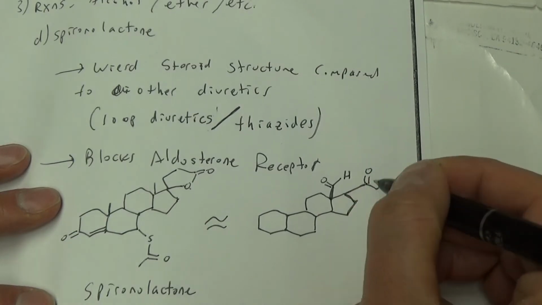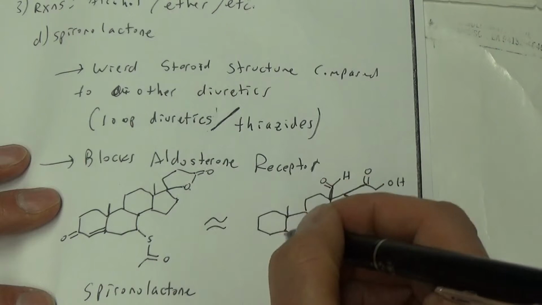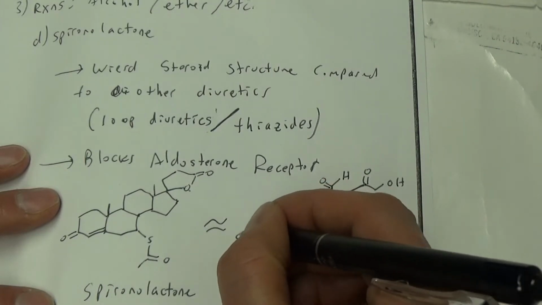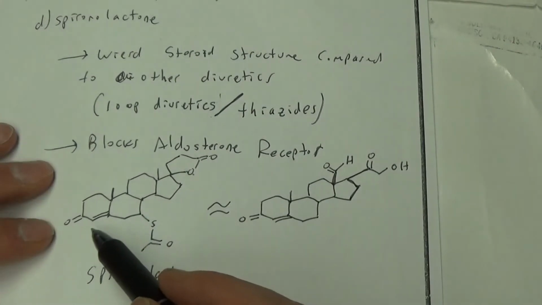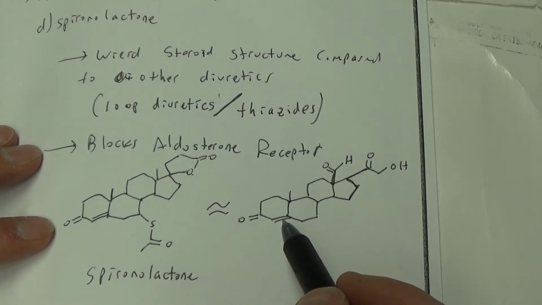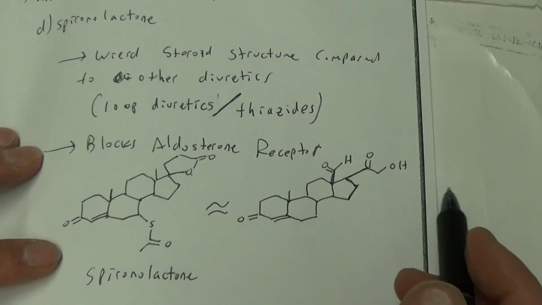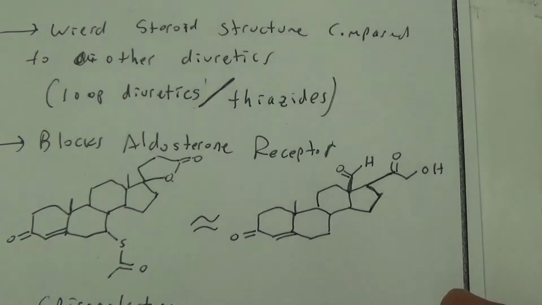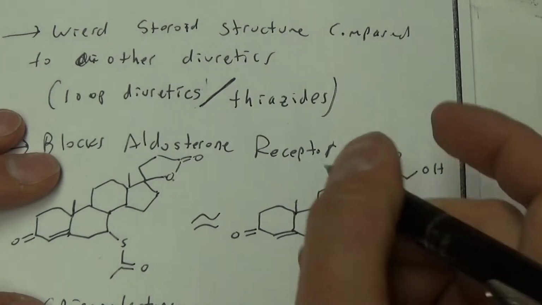It's got this methyl. It's got this alkene, and it's got the ketone. So those are some similarities: the alkene and the ketone. It does not have the thioester. Oh, it's got a hydroxy group too.